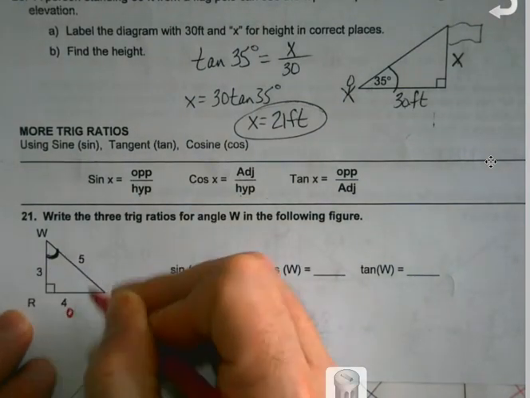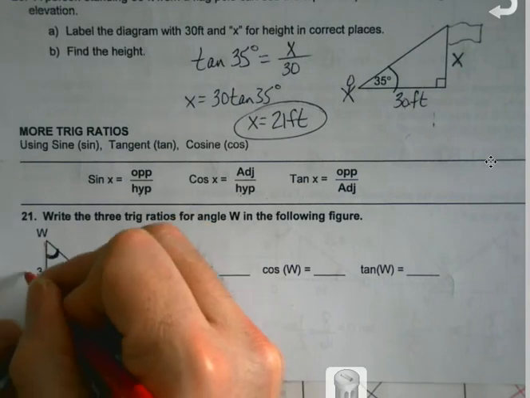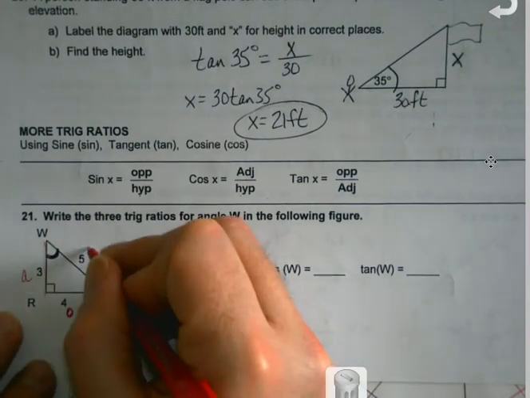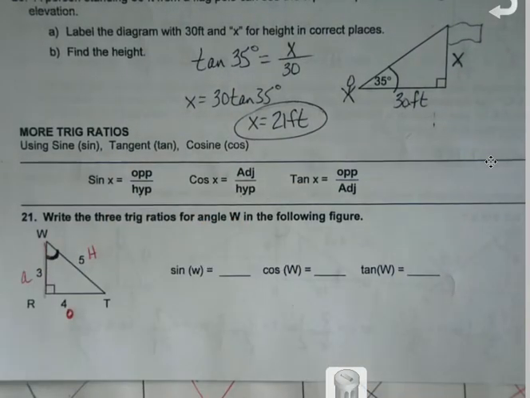Opposites over here. Here's my angle that's connected, it's my adjacent, and my hypotenuse is always opposite from my right angle. At least till you get comfortable with things. Once you get comfortable, if you want to skip that and just do it in your head, that's fine.